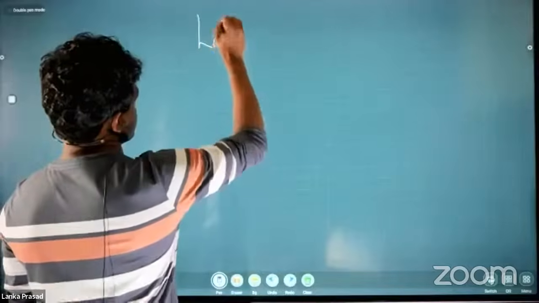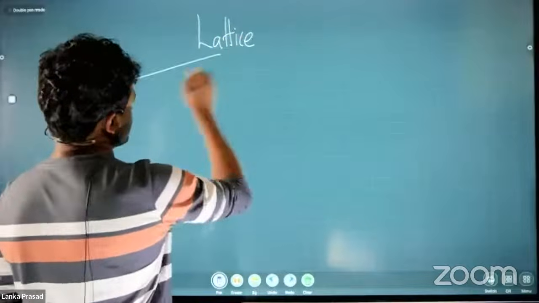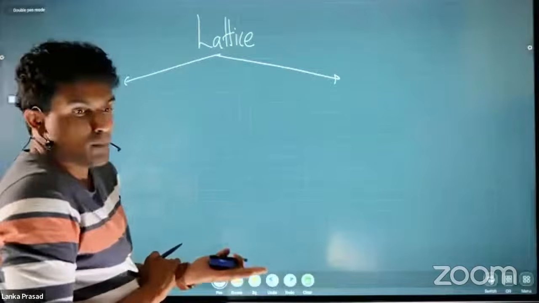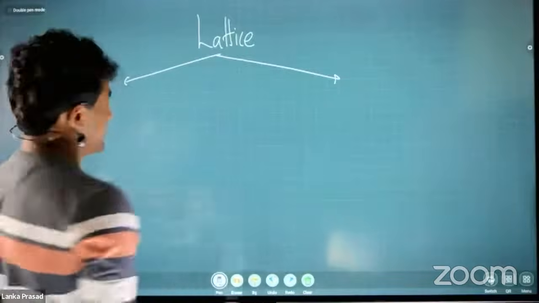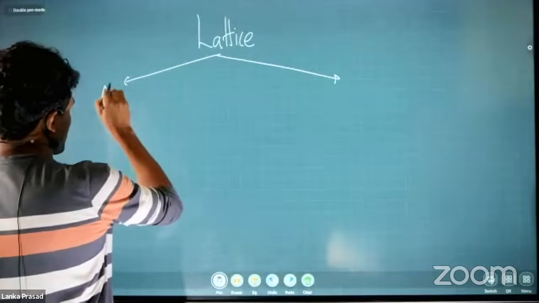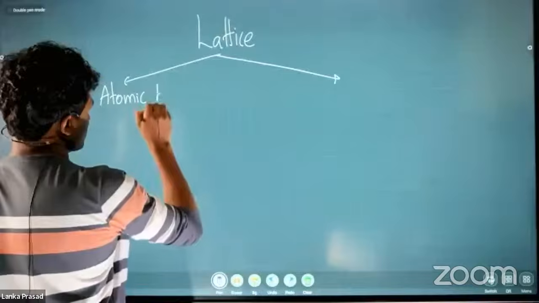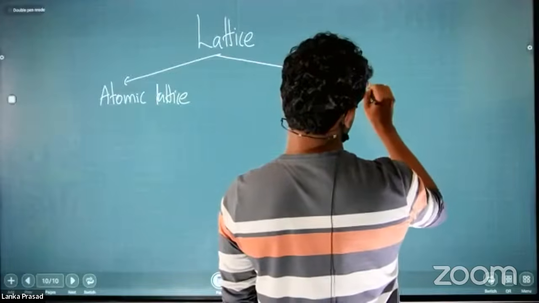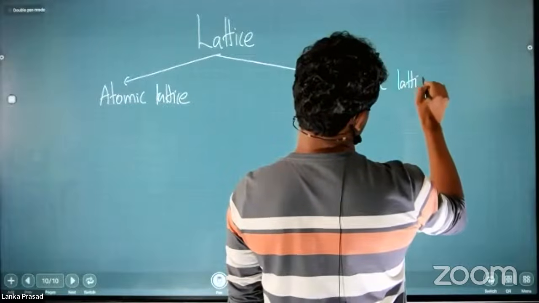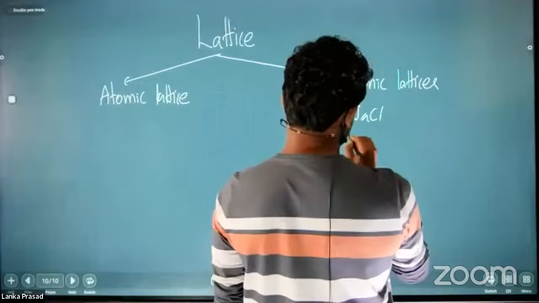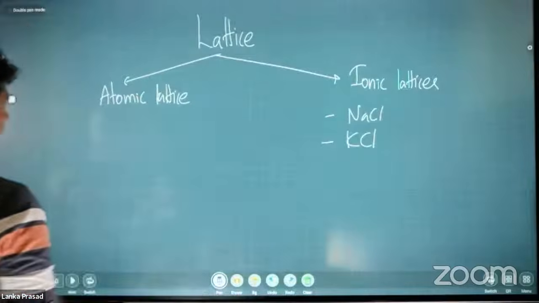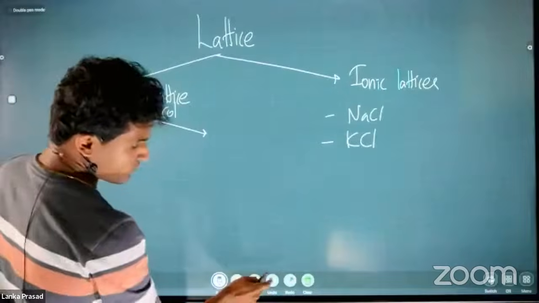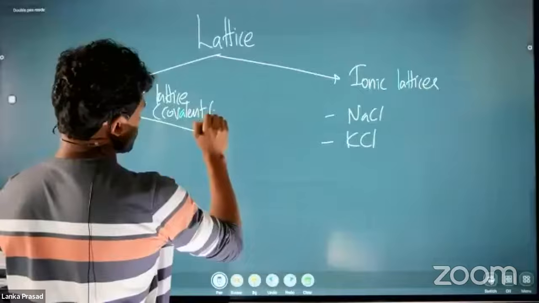Talking about lattices. Two types of lattices. Actually, we don't know about the lattice, but we know about the patterns. Lattices, two types. One type, atomic lattices. Other type, ionic lattices. For example, here sodium chloride and KCl. Atomic lattices we discussed two. Normally, atomic lattices are formed by the covalent compounds.